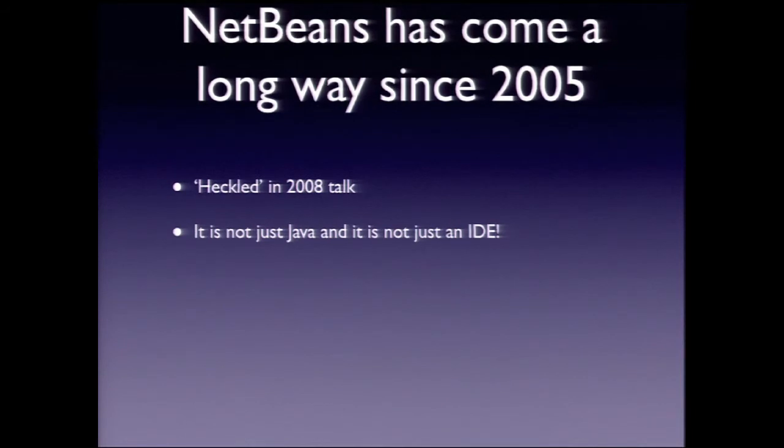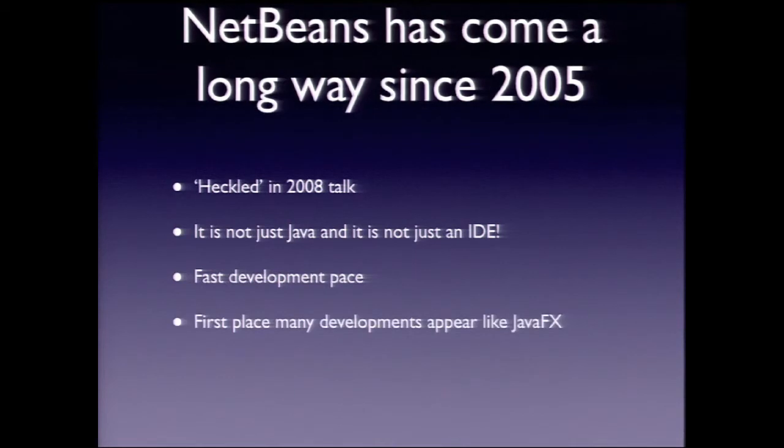In 2012, NetBeans is not just about Java, and it's not just an IDE. It's a fully featured platform. I tend to think of it as almost a souped-up super version of Java with a lot of additional GUI functionality for the desktop. It has a fast development pace. We've only got used to having 7.2 out when 7.3 is about to appear, and doubtless 7.4 will be following it shortly behind. It's also the first place many developments appear, like JavaFX.